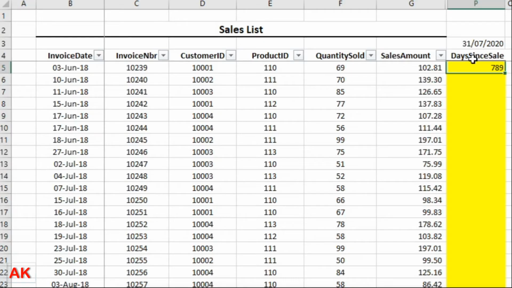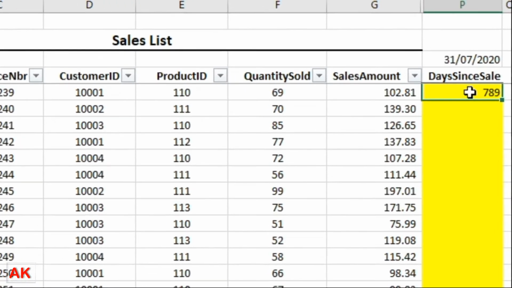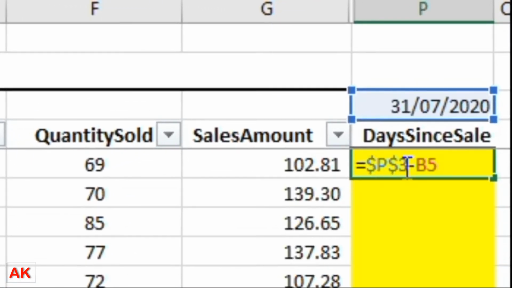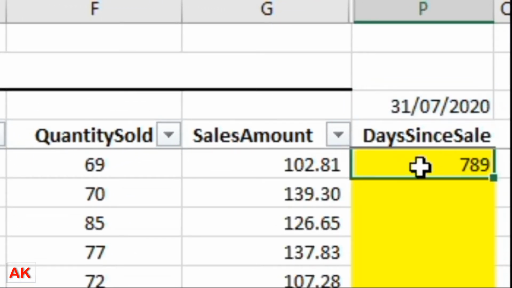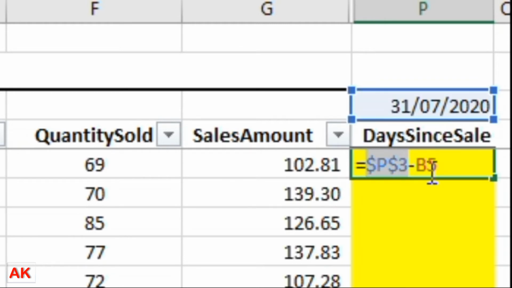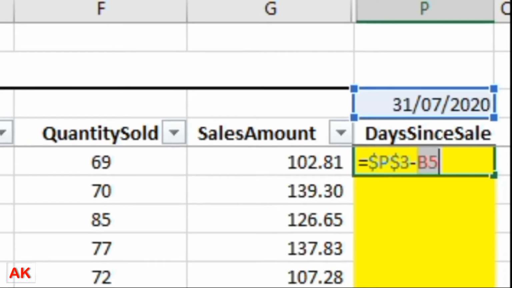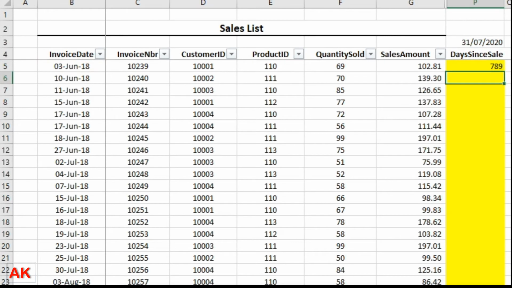Another example is where we need to calculate the number of days since each sale was made. In the column headed Days Since Sale, I have entered a formula in the first cell equals $P$3 minus B5. The first cell reference in this formula, a fixed reference, is the base date, in this case 31st of July 2020. The second cell reference is a relative reference that points to the invoice date. The difference between the two dates gives us the number of days that have elapsed since the sale was made until 31st of July 2020.